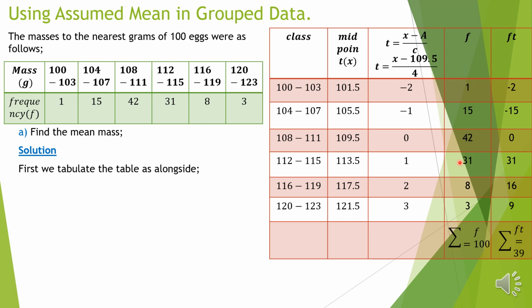Once you have this column, then you go to the column of ft. Now this ft, we are taking f multiplied by t. For example, here we'll be having 1 times negative 2, which is negative 2 here. Then 15 times negative 1, which is negative 15. Then 42 multiplied by 0, we are getting 0. Then 31 multiplied by 1, we are getting 31. Then 8 multiplied by 2, we are getting 16. Then lastly, 3 times 3, we are getting 9.